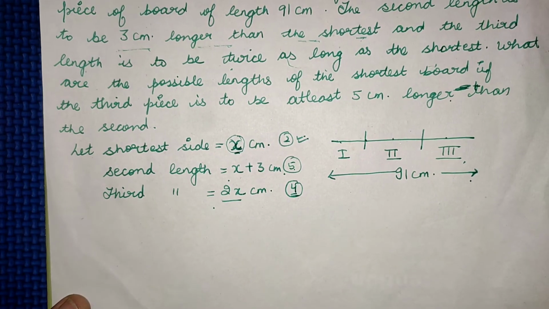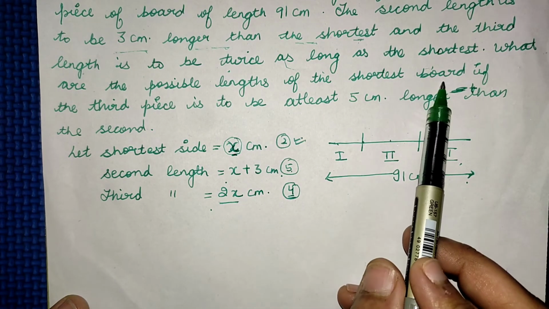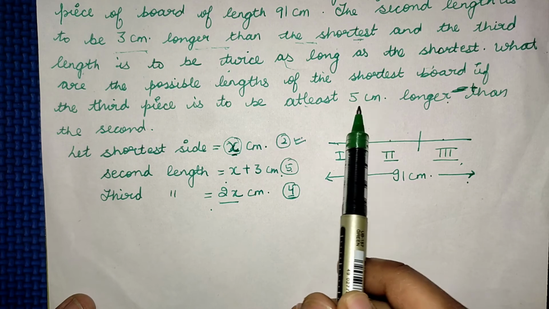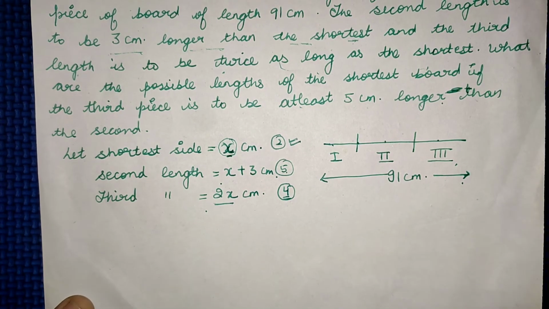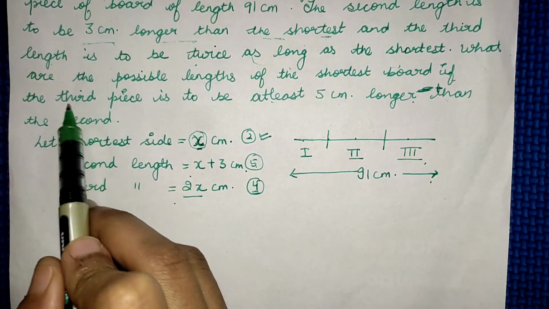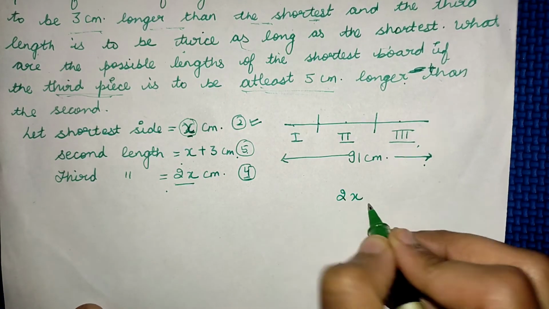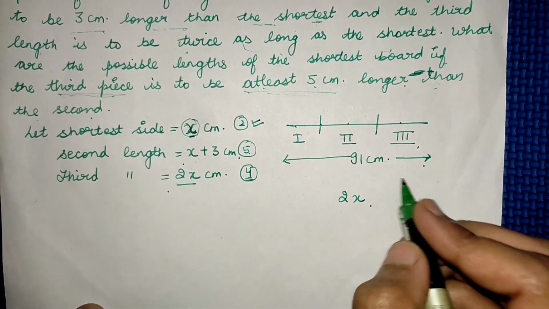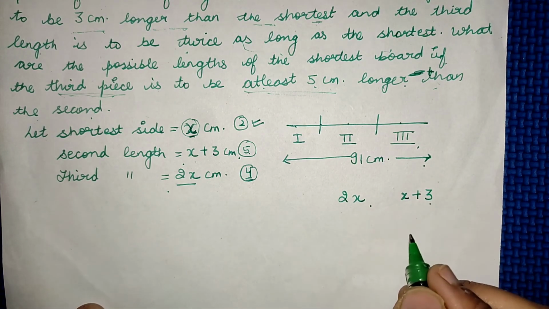Okay, then what are the possible lengths of the shortest board if the third piece is at least 5 centimeter longer than the second? What is given to us? The third piece is 2x, and it is at least 5 centimeter longer than the second.